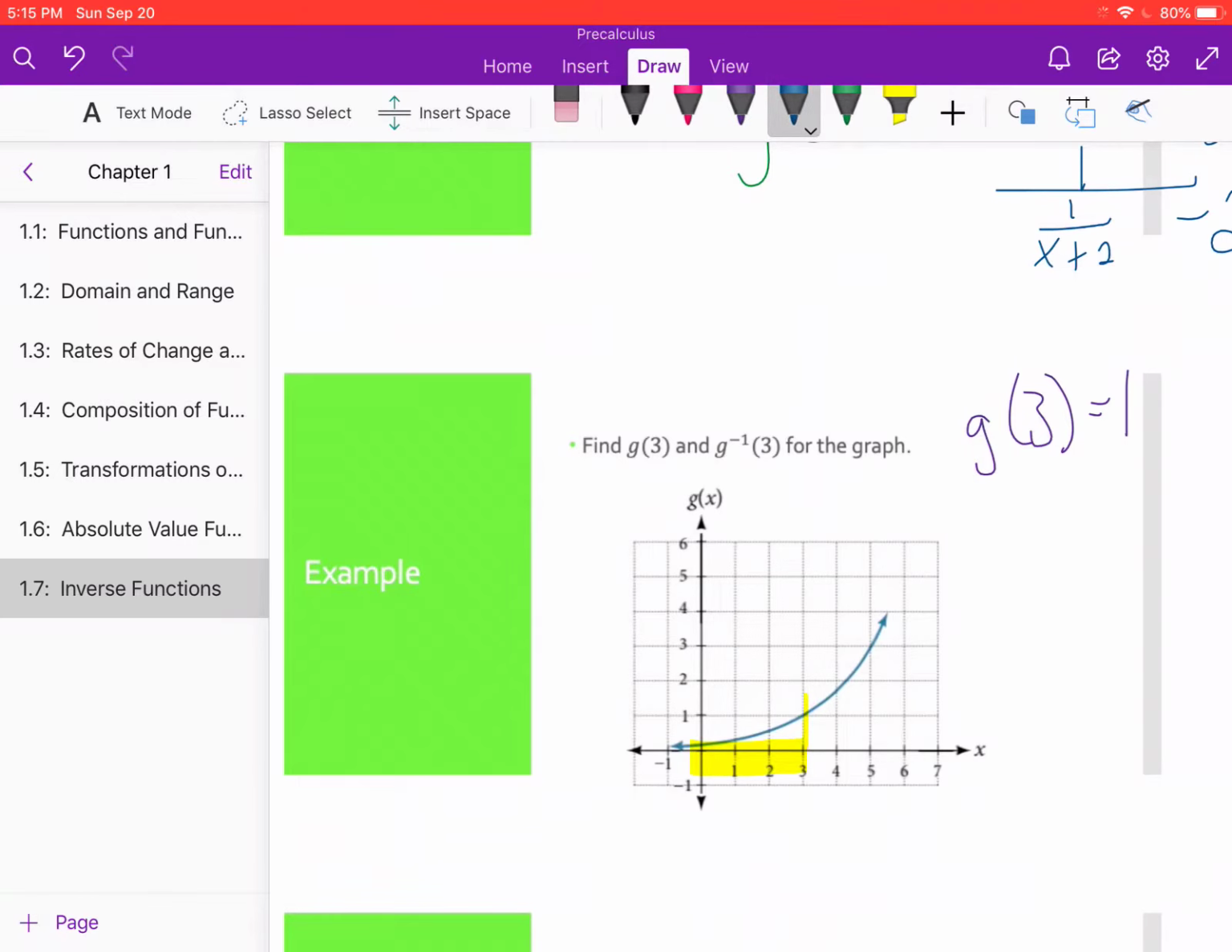To find the g inverse of 3, instead of going across to 3, we're going to go up to 3, because remember, x and y are flipped. So we're going to go up to 3 and over until we hit our function. So g inverse of 3 is going to be 5.